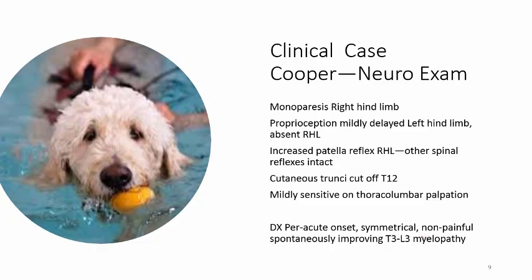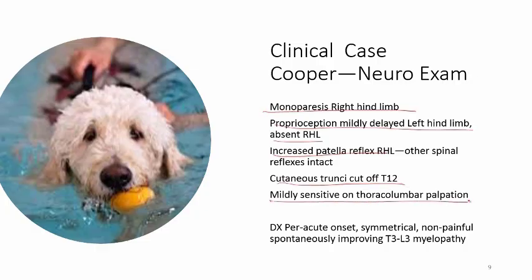When I did the neuro exam on Cooper, this is what I found. Monoparesis, right hind limb. The proprioception was mildly delayed in the left hind limb and absent in the right hind limb. We had an increased patellar reflex. All the other spinal reflexes were intact. Our cutaneous trunci cutoff was T12. And this dog was mildly sensitive on thoracolumbar palpation.